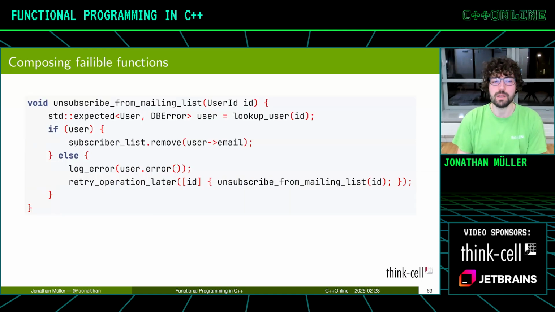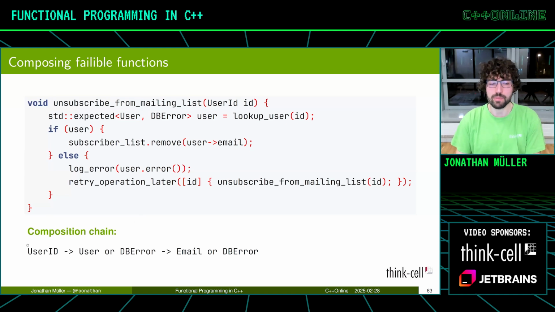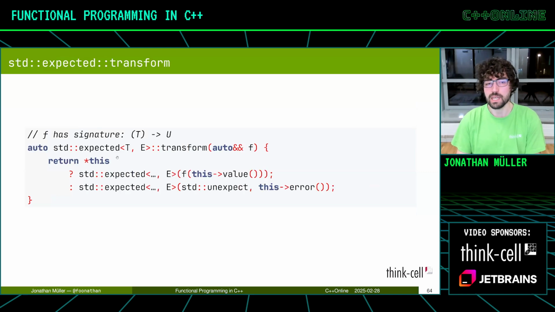And then we can write code like this. So we look up the user. If we have one, we remove its email from the list. Otherwise, we retry the operation later. And now we've got the pipeline again. We start with a user ID, we have a user or DB error, and then we want to turn that into an email or DB error to turn our action. And I think you know how to do it. You use transform. Expected also has transform.